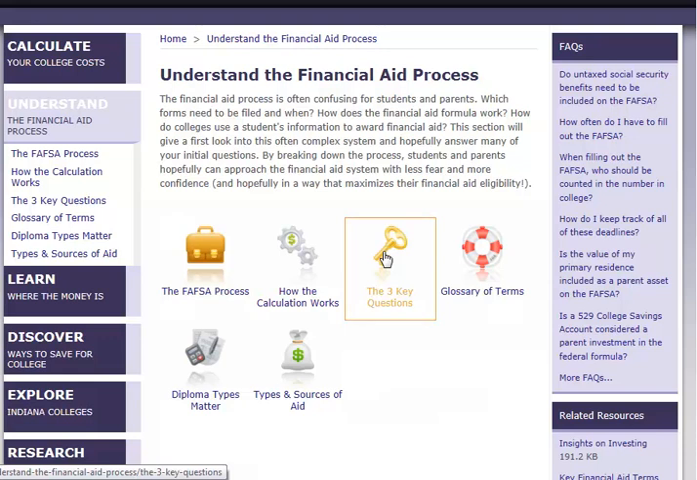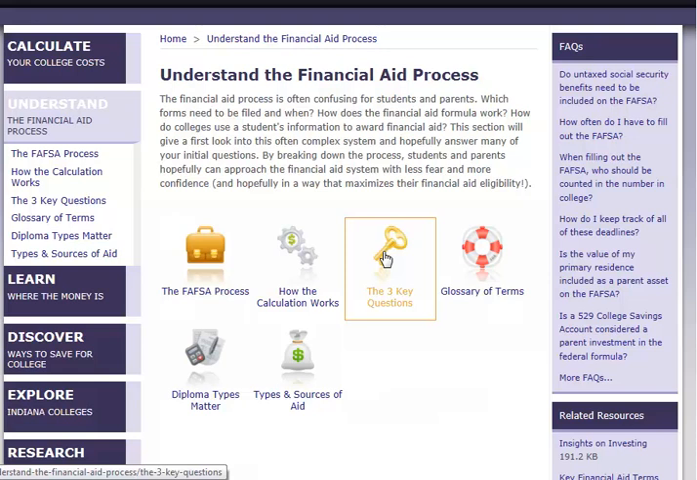The three key questions. The three key questions equip you with three very important questions that you should be asking every college about their need-based financial aid. The first question is, will the college or university meet 100% of your demonstrated need beyond your expected family contribution, EFC, under the federal formula?